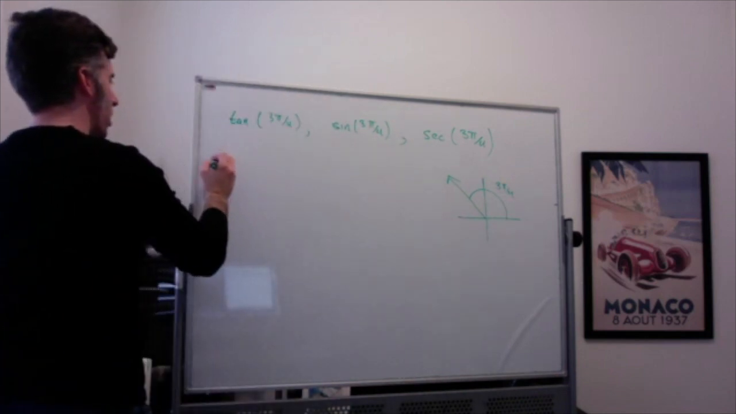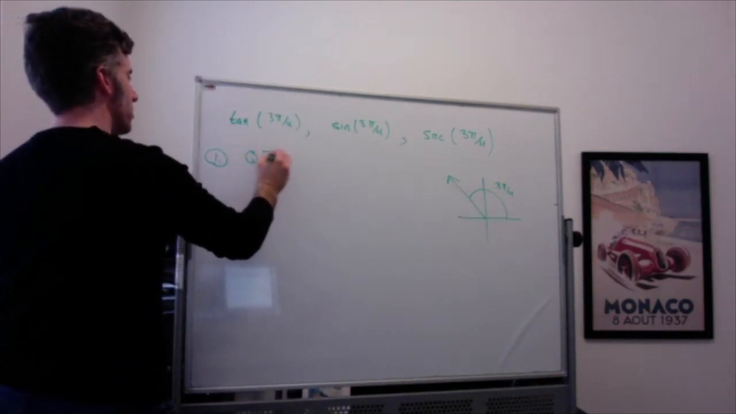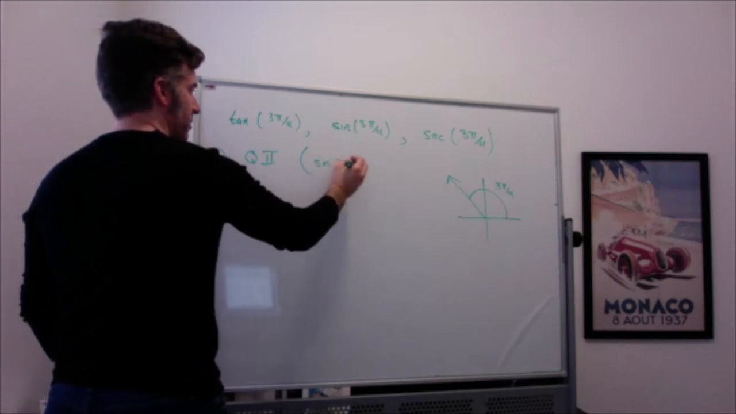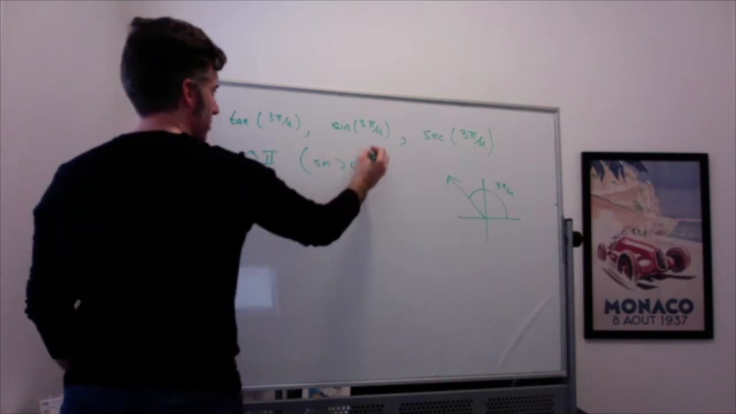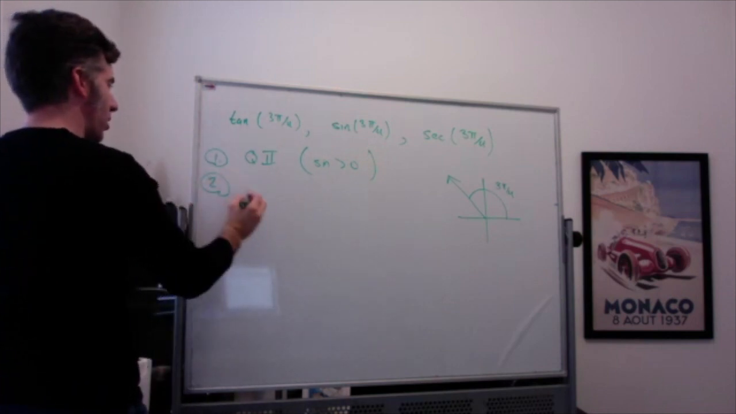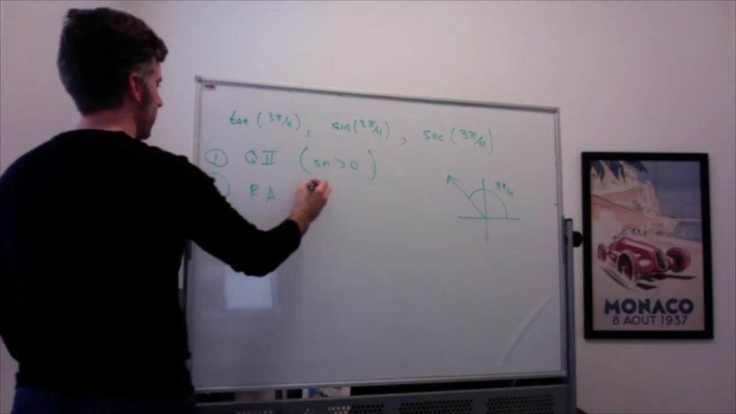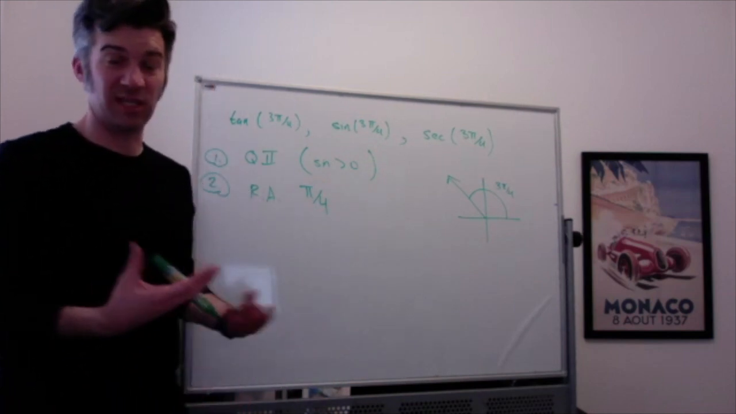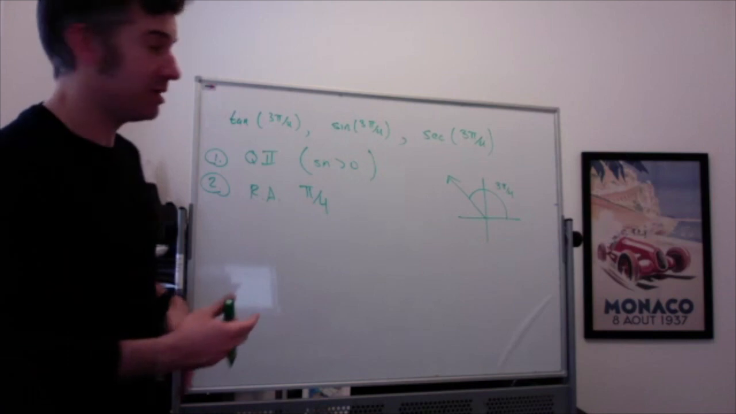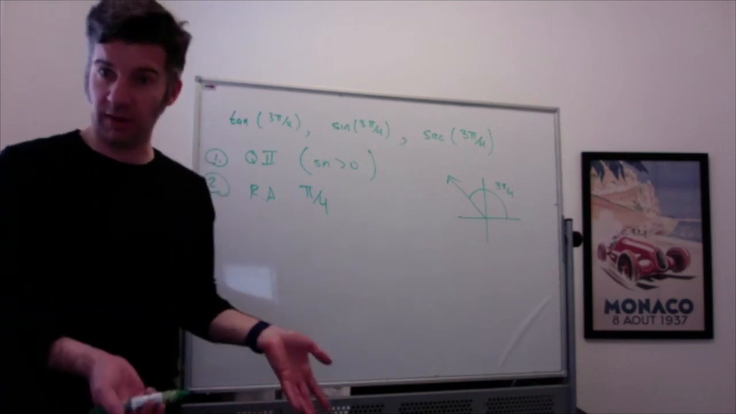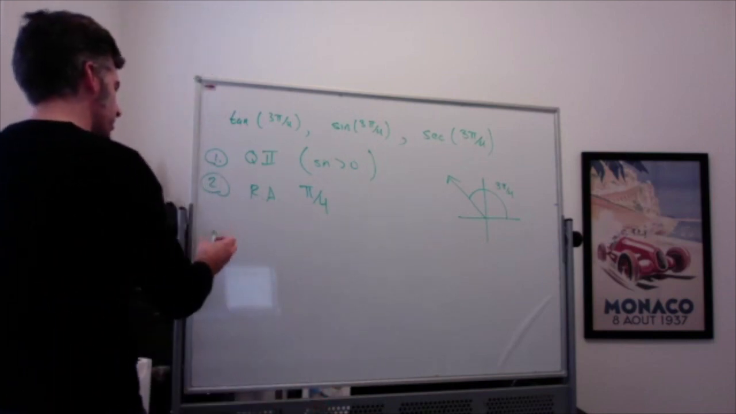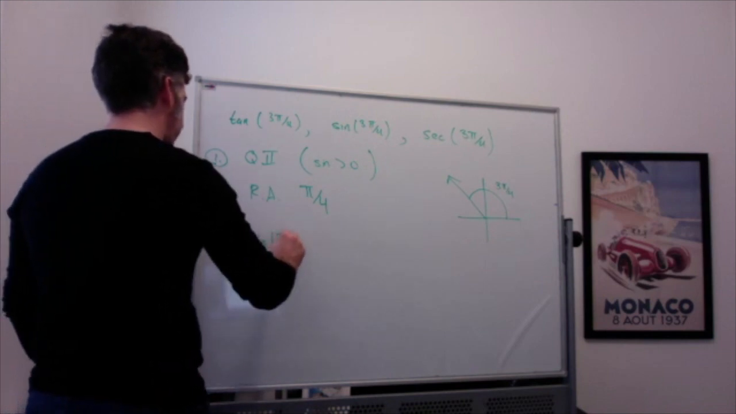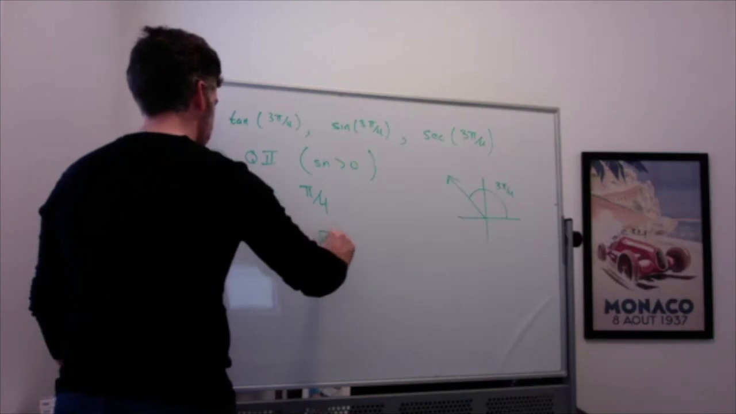So we know we're in quadrant 2, where sine is positive and the other ones are negative. Our reference angle is pi over 4. It's probably my favorite reference angle because it's the easy one where sine and cosine are the same. Sine of pi over 4 is root 2 over 2. Cosine of pi over 4 is root 2 over 2.